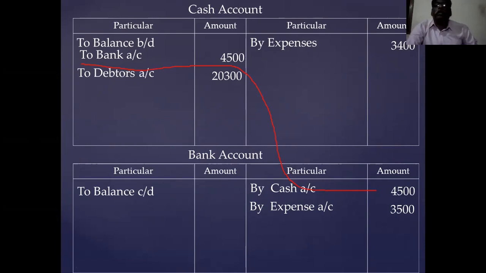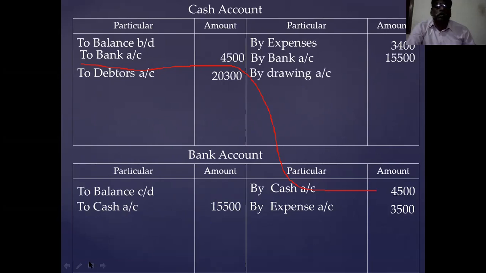Next, cash deposited in bank. Cash deposited comes in the cash account on the payment side, and in the bank account on the receipt side. Because the banker received the cash, there is a receipt to the banker and a payment to the cashier. So for cash deposited, I'll enter the amount. Cash is received by the banker, so to cash account, bank account debit side, and it is to be recorded in the cash book credit side by bank account.